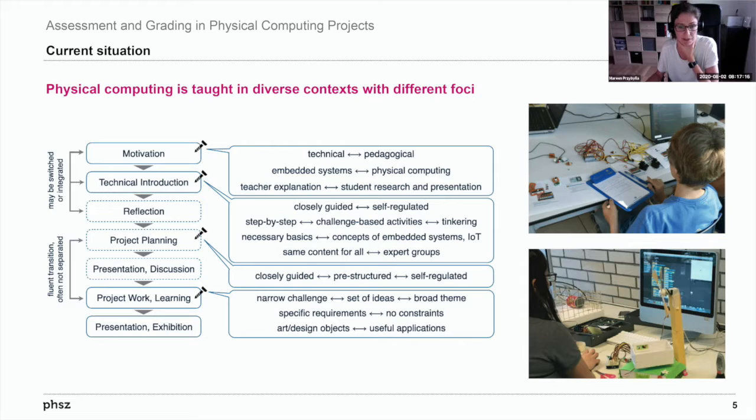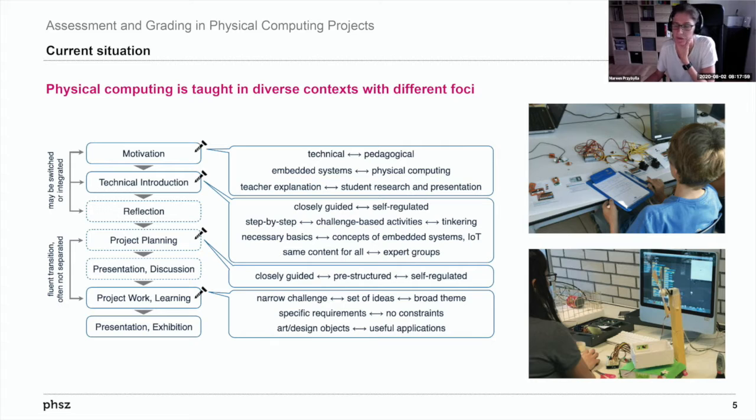And then you have project planning. Again, this can be just a very rough draft or a very detailed project plan. It can be more or less specified. So it could be a very narrow specification of the program to be created, or it could be just a rough idea, basically. And then, of course, you have this phase of project work in which also learning happens a lot. And there again, you could give the students a very narrow challenge, like make a traffic light that is set on a corner where cars and bicycles don't want to collide, for example.